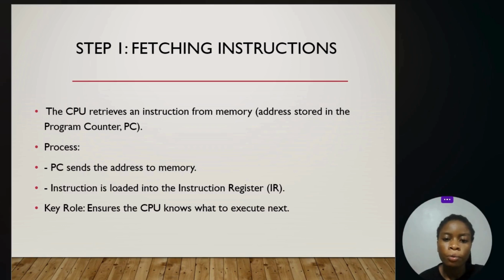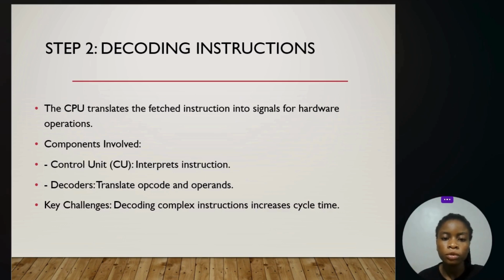The process: the PC sends the address to memory, and the instruction is loaded to the instruction register. Then we have decoding. In decoding, the CPU translates the fetched instruction into signals for hardware operations. The components involved are the control unit, which interprets instructions, and decoders, which translate opcodes and operands.